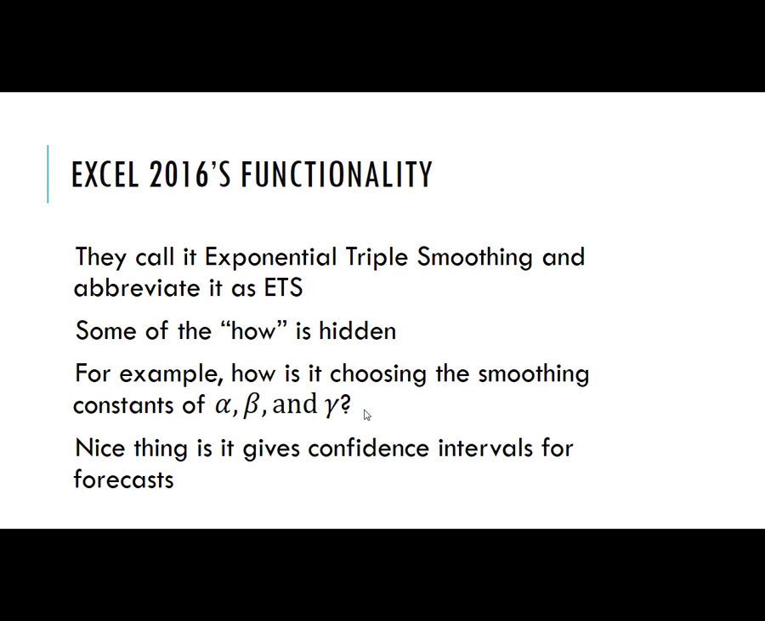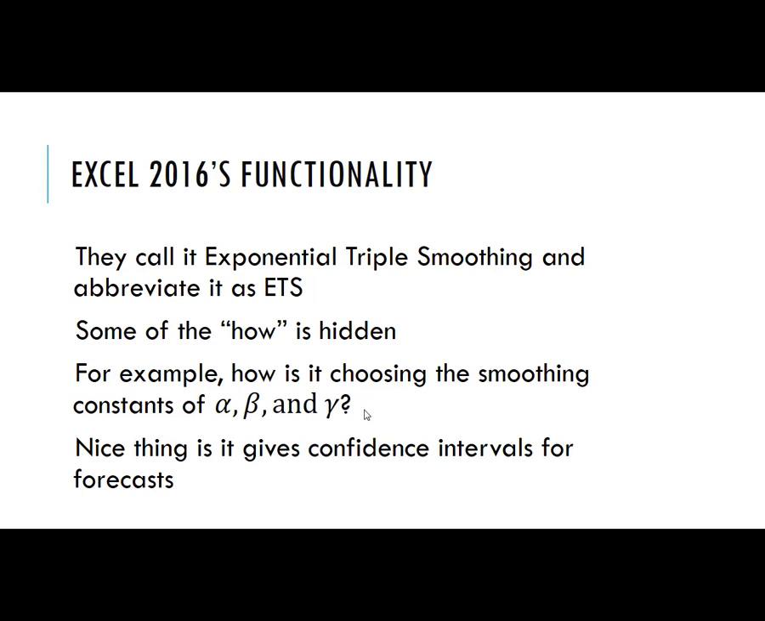So they're trying to implement some of the Holt-Winters methods into Excel, but the issue is that some of the how is hidden. So, for example, how is it actually choosing the smoothing constants of alpha, beta, and gamma? Things like that. The nice thing is it does give us confidence intervals for the forecast, which we'll have to come back and talk about another time, I think. But it's nice because it kind of does a lot of the heavy lifting for us.